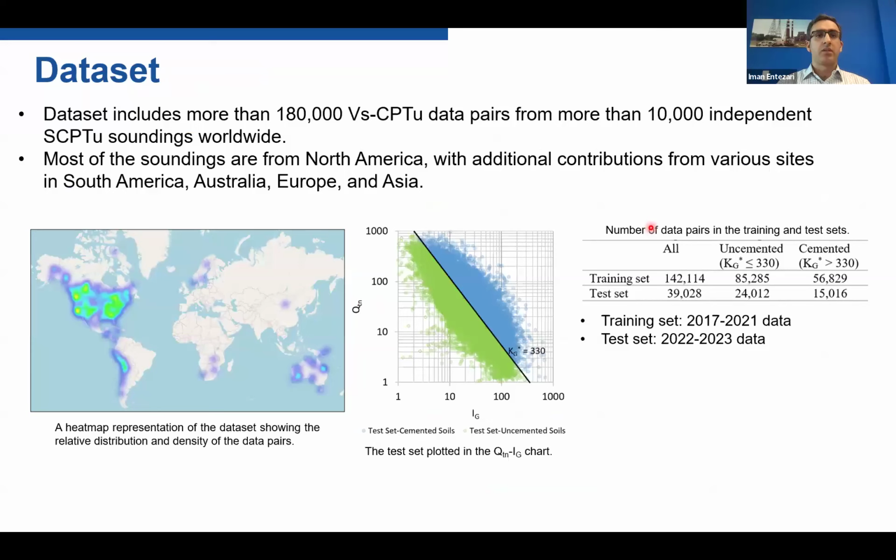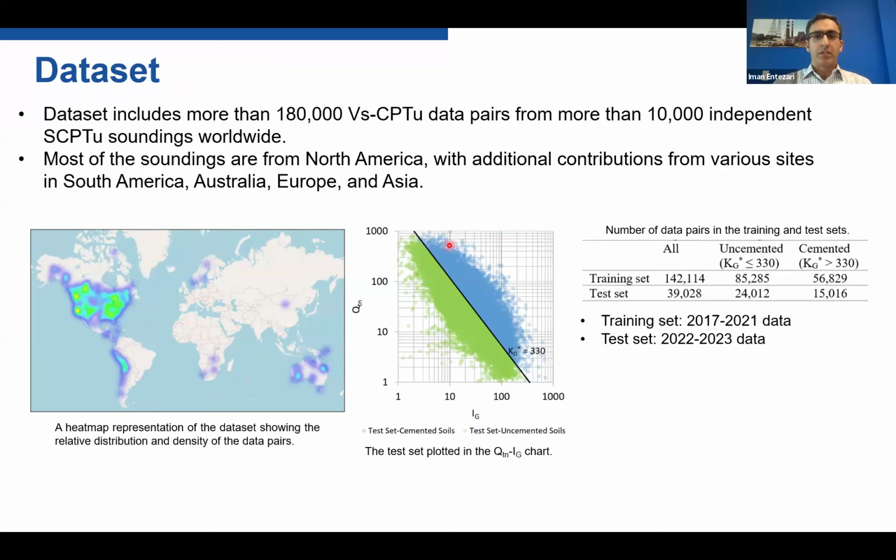The data set includes more than 180,000 paired VS and CPTu data. These are from more than 10,000 independent seismic CPT soundings worldwide. This heat map here represents where the data comes from. Most of the data is from Canada and the US, and then from South America, but we have contributions from, say, Australia and other parts of the world.